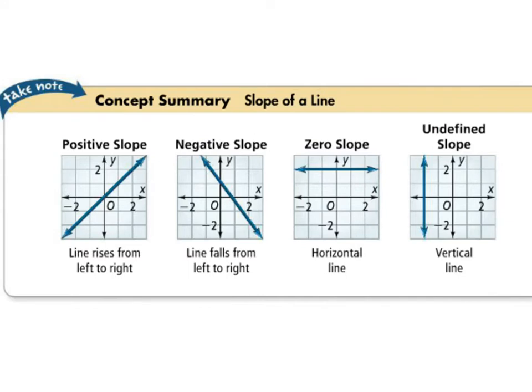Now there's 4 different possibilities for slope. Positive slope means that as you move to the right on the graph, the y value increases, or it's rising from left to right. Negative slope means as you move to the right, the line goes down, or it's falling from left to right. A line with zero slope is a horizontal line, and the equation of that line is y equals a number. Undefined slope is a vertical line, where it would be an equation such as x equals a number.